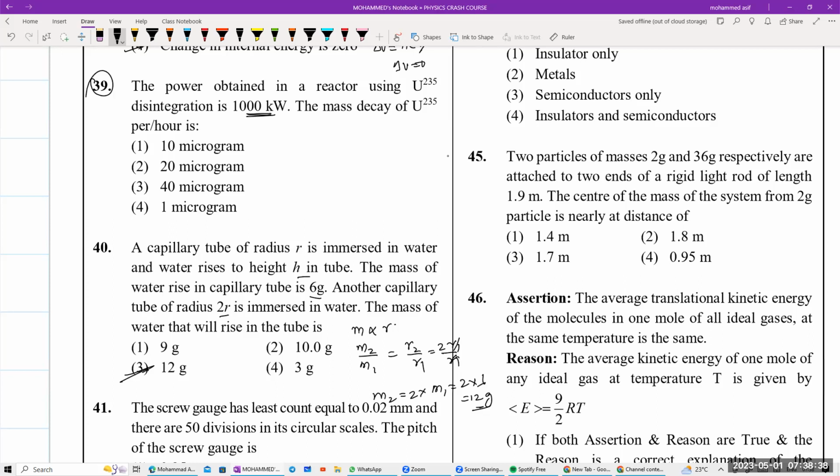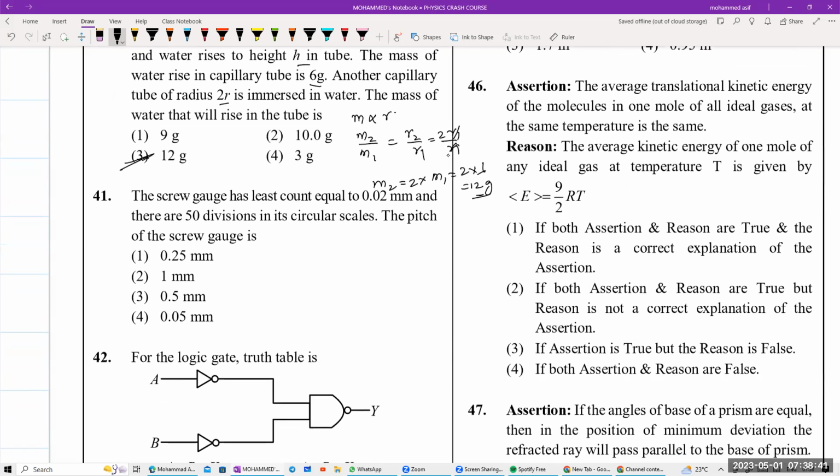Question number 41. The screw gauge has the least count equal to 0.02 mm and there are 50 divisions on its circular scale. The pitch of the screw will be equal to how much? कितना होगा बेटा? Least count का फॉर्मूला याद है आप लोग? Least count is equal to pitch by number of circular divisions. So pitch will be equal to how much for me?